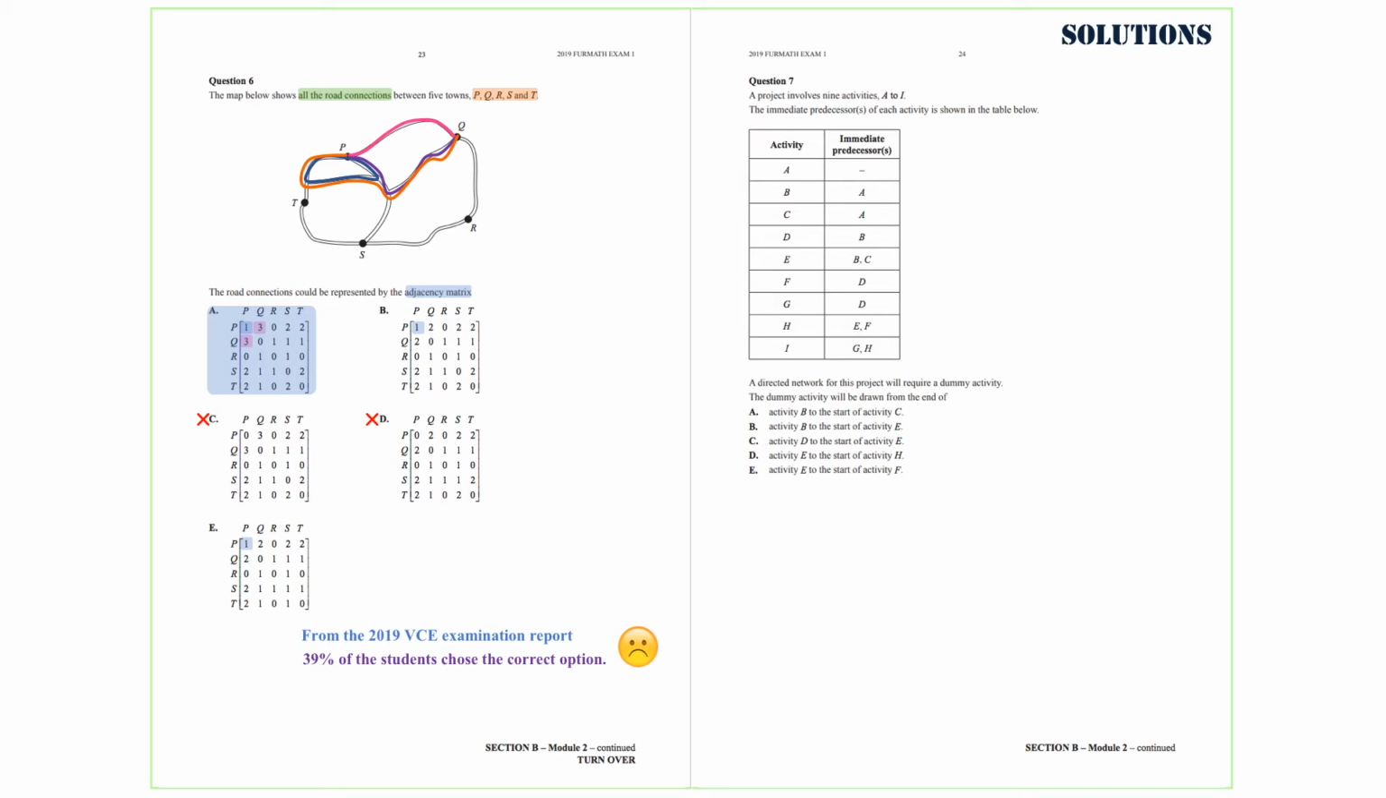Question 7. A project involves 9 activities from A to I. The immediate predecessor of each activity is shown in the table below. A direct network for this project will require a dummy activity. The dummy activity will be drawn from the end of, so let's draw a diagram. From the start, we have activity A, which has no immediate predecessors, and then we have activities B and C that have A as an immediate predecessor.